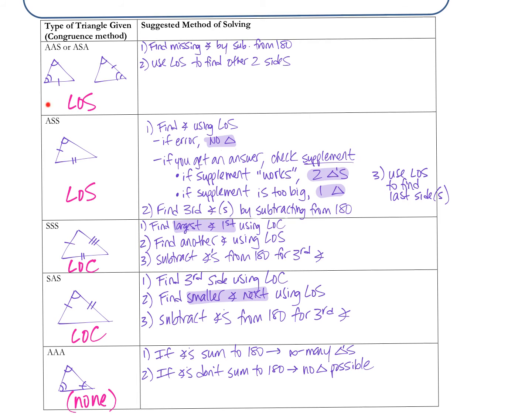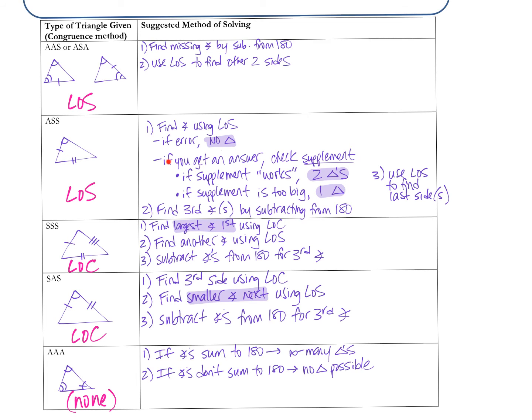For the SSA triangles, that's what we've been practicing for the last 2 days. Remember, those are the ones where you might have no triangle, two triangles, or one triangle. So here's how you do that. First of all, you find the angle using law of sines. And so you're starting with this angle and this side in your proportion. And so then to do your second ratio, you're going to use this side with this angle. And then if you get an error, remember that doesn't mean you did anything wrong. That just means there's no possible triangle. Two of the sides are too small to fit together.